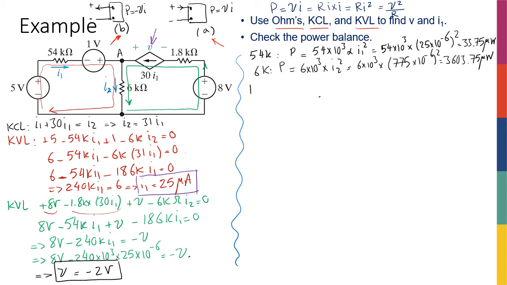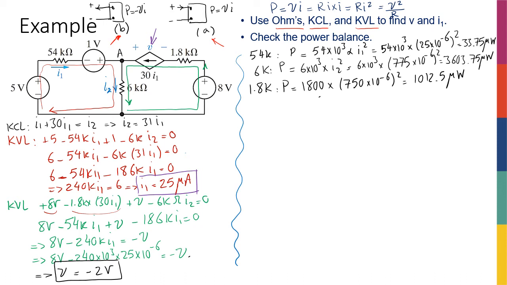Then the 1.8 kilo ohm, again, power is going to be R I squared. So R being 1800, and the current is going to be 30 I1, so 750 microamp. So 750 times 10 to the negative 6 squared. If you do the math, you will get 1012.5 microwatt. So these three were extremely simple, just the simplest math possible.